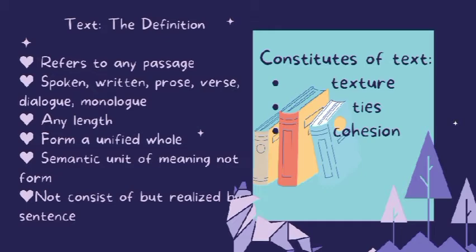Text is also a semantic unit of meaning, not a form. Text does not consist of but is realized by sentences. There are three constituents of text: texture, ties, and cohesion.